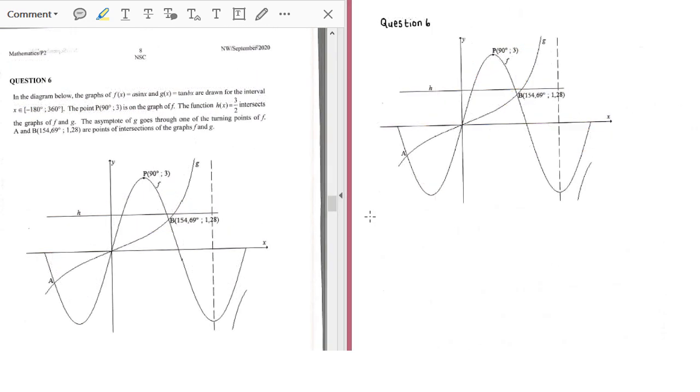Right, so let's see what we have here in question number 6. In the diagram below, we have the graphs F and G. F is the sine graph, so let's color code it. I am going to color code F as a green graph, so this is the graph of F.